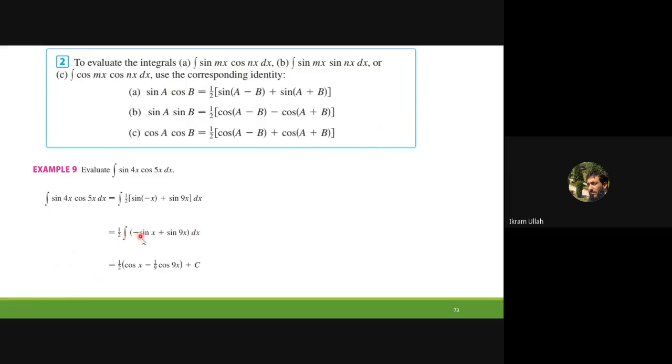Now applying the integral on both terms, the integral of sine is minus cos x, so minus and minus become positive, so this will be cos x. And the integral of sin 9x is basically cos 9x, and we have to divide, because of the general formula for the integral of sin kx dx, which is equal to 1/k times the integral of this, so this is minus 1/k cos kx plus c.